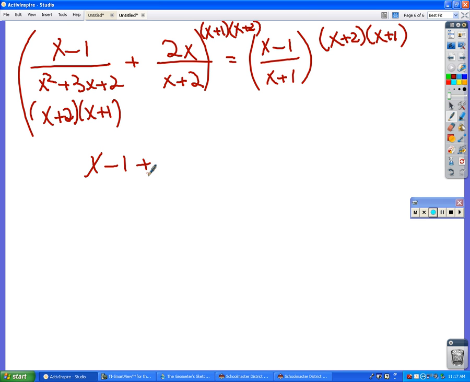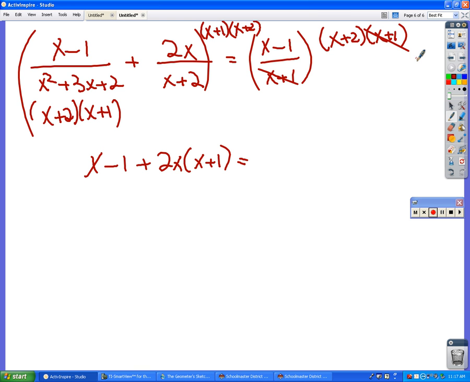Okay, now when I multiply this term by these two things, what cancels? The x plus 2's cancel, so I'm left with x plus 1. Good, 2x times x plus 1 equals, over here what cancels?